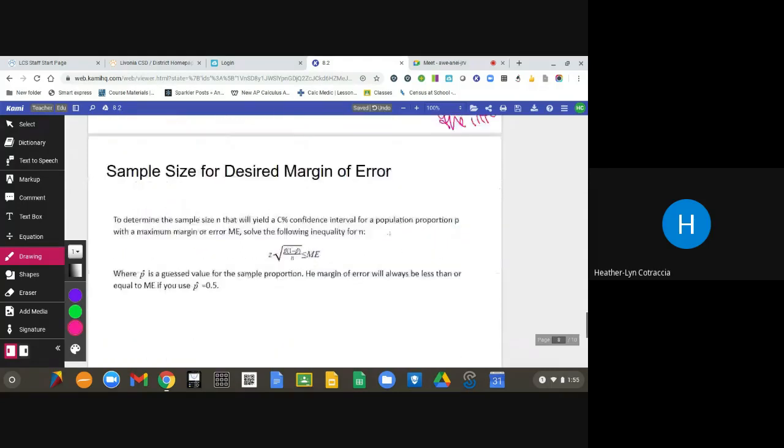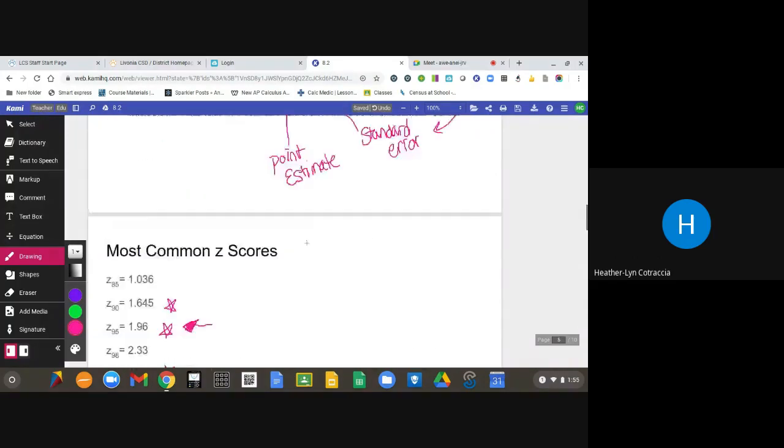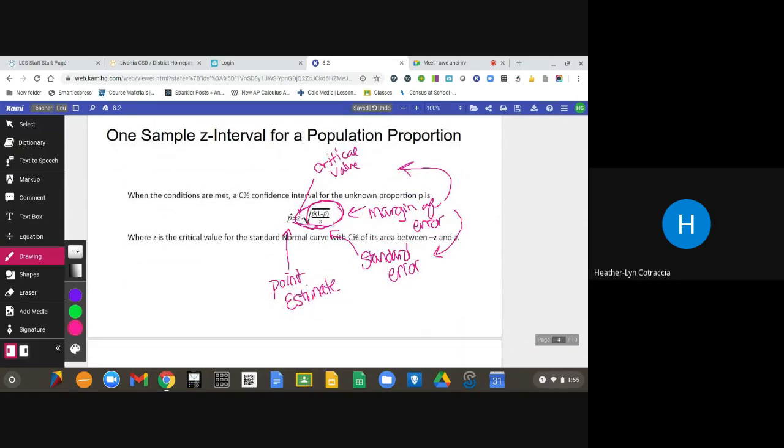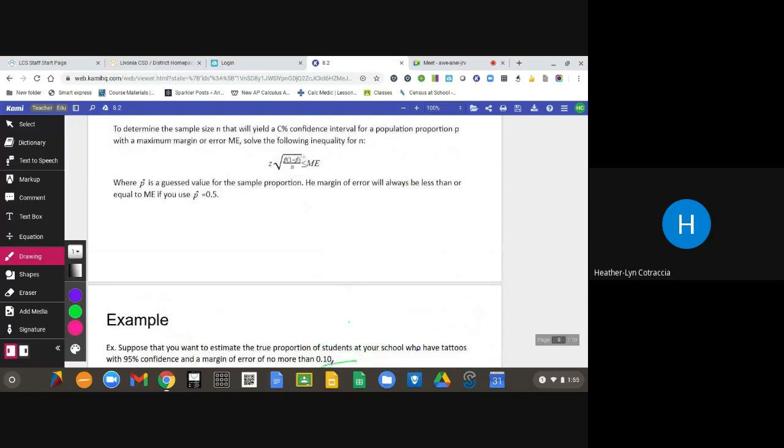Last thing, sometimes we want to work backwards and we want to figure out what our sample size would need to be for a desired margin of error. So what I do is I take my margin of error equation. Again, I showed you that up here when we wrote out the form for a confidence interval for a proportion, your margin of error is after the plus or minus. So the z times the square root, p hat times 1 minus p hat over n. So there it is, margin of error. And we want it to be less than or equal to whatever value I have.